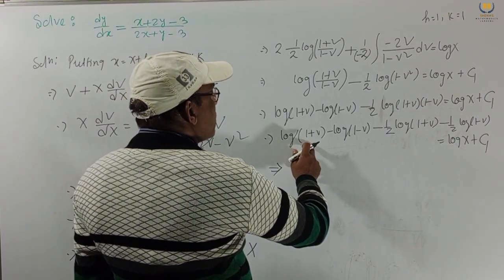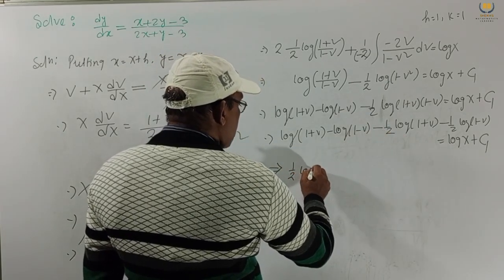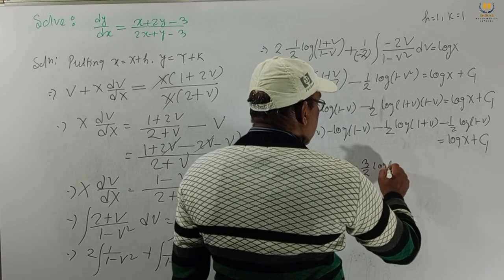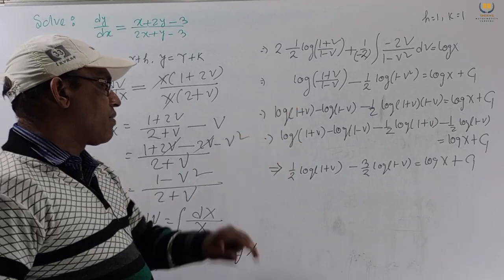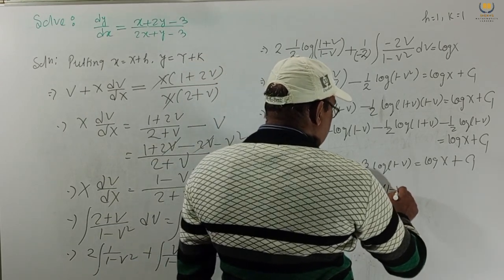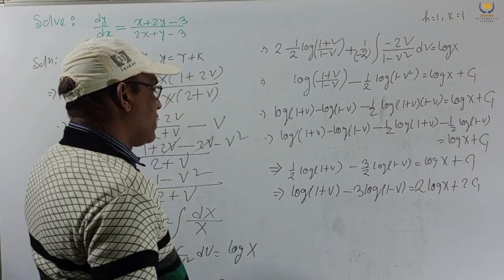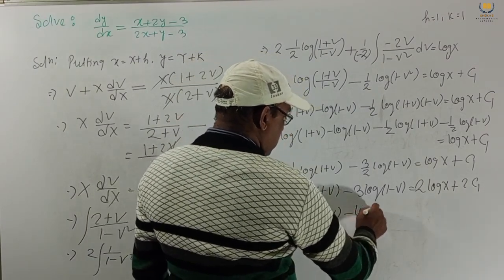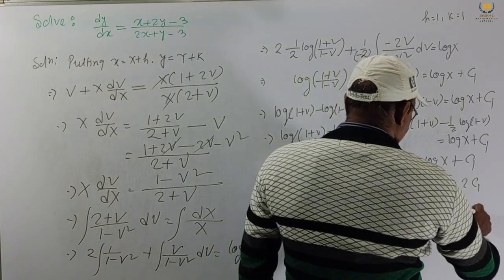Now this will be log this and this. We get 1 by 2 log 1 plus v, and this and this, minus 1 minus 1 by 2, minus 3 by 2 log 1 minus v equals log x plus c1. Multiplying both sides by 2, we get log 1 plus v minus 3 log 1 minus v equals 2 log x plus 2 c1. So this will be log 1 plus v by log 1 minus v whole cube, this is log x square, we consider log c.